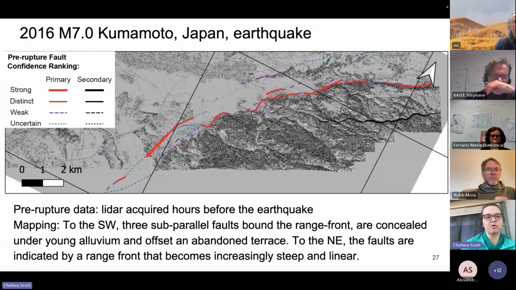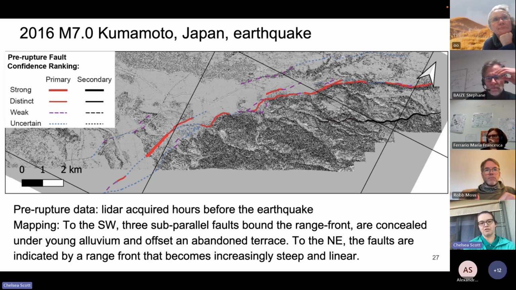Here is an example of another one of the pre-rupture fault maps. This is for the 2016 magnitude 7 earthquake in Kumamoto, Japan. In this case, the LiDAR data was acquired, in fact, just hours before the earthquake following a significant foreshock. This area was very challenging to map, as many of the fault signals looked very similar to the geomorphology that could be generated from fluvial activity.